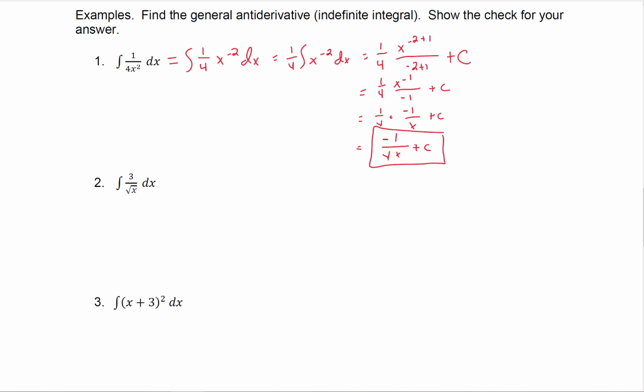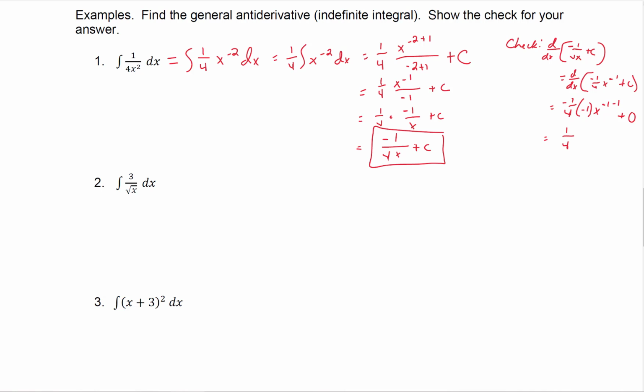To check this, we want to find the derivative of negative 1 over 4x plus c. So if we think about that, that's going to be the derivative with respect to x of negative 1/4 x to the negative first power plus c. To differentiate that, bring down the negative 1, right? So that's negative 1/4 times negative 1 x to the negative 1 minus 1, plus the derivative of a constant is 0, right?